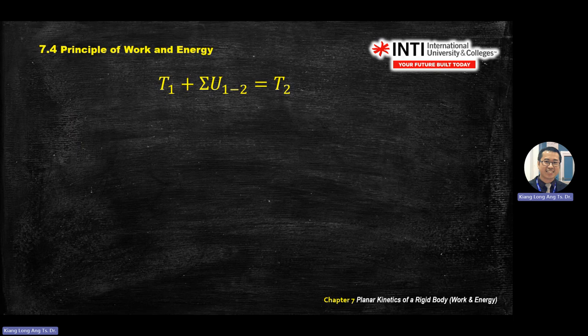So principle of work and energy means you only focus on kinetic energy and the work done. The example just now was on the work done by force and moment. Kinetic energy, as we already told you at the beginning of class, for a rigid body is half I omega square, or you can split into two: half MV square plus half omega square IG. Either this one or this one.